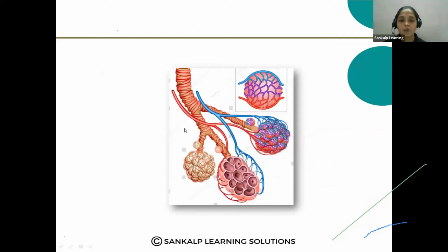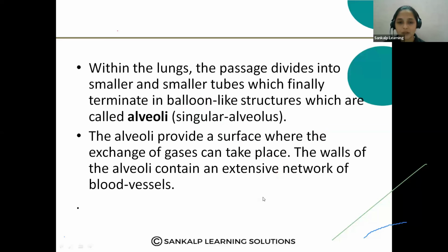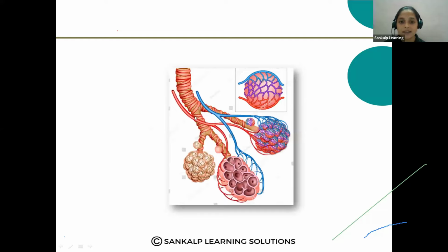So this is how the bronchioles end with the alveoli. Here also you can observe the passage that divides into smaller and smaller tubes and finally terminates into balloon-like structures. They are called alveoli. These alveoli contain an extensive network of blood vessels. So what is the function of these alveoli?